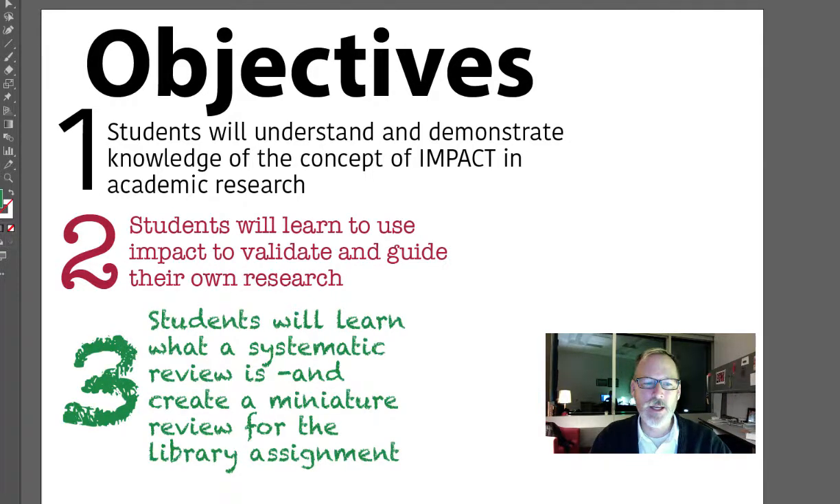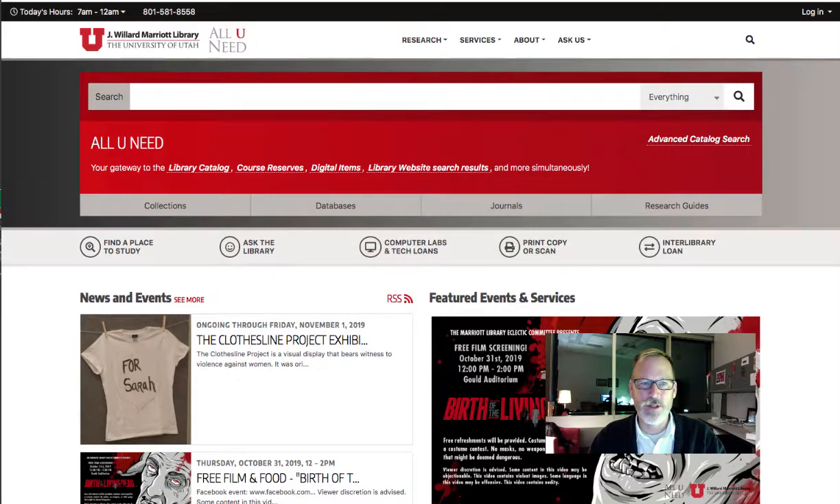And then lastly, you're going to learn what a systematic review is. It's time we had the talk about what a systematic review is. And you're going to create, for your library assignment, a very miniature systematic review. Don't worry, it's fun, and it's nice to know what it is, because people sometimes use it as a scary word, systematic review. Okay, open up your web browsers, please.